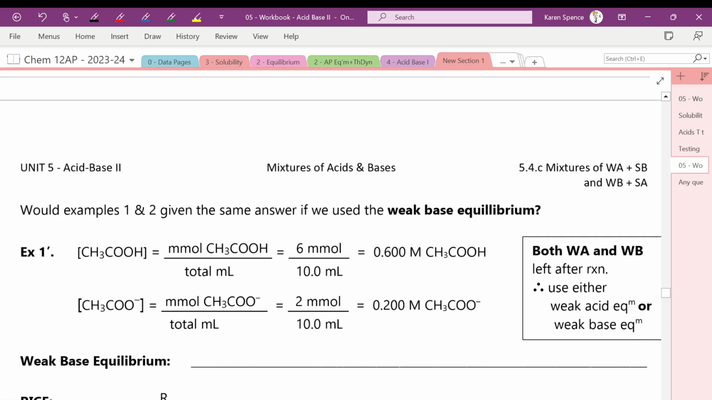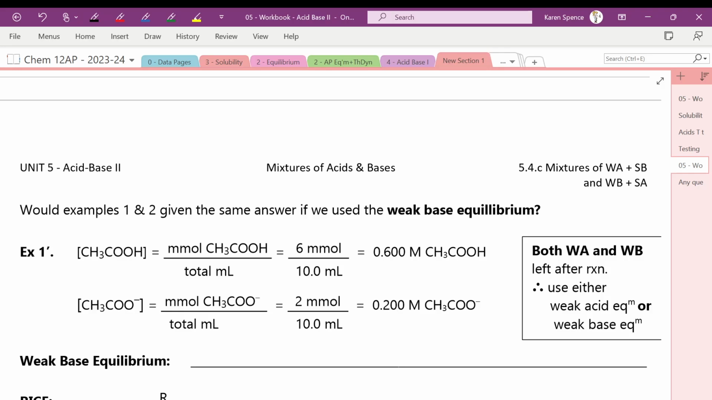Now, I know I keep telling you that because there's weak acid and weak base, you could use the weak acid equilibrium, or you could use the weak base equilibrium. Let us prove to ourselves that we would get the same answer using the weak base equilibrium.